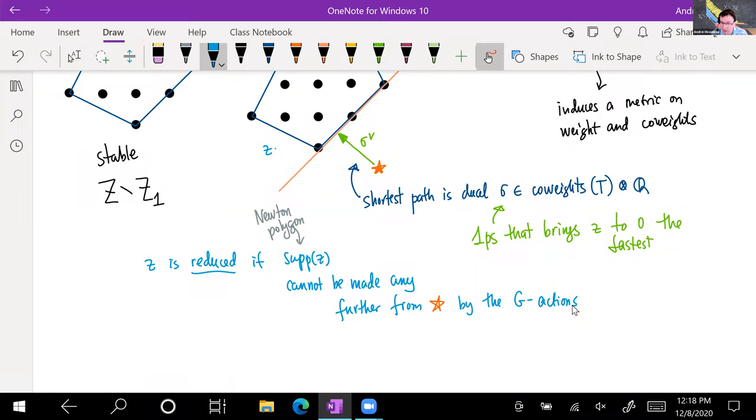For instance, in this example of Grassmannian, we had some metrics, and if some rows are zero, then of course the zero vector we want is outside of the support, and there is a one parameter subgroup that brings it to zero. But if, say, five rows of the matrix are non-zero and still the rank is three, then by further conjugation we can make it even further from the origin. This is why it's called reduced.